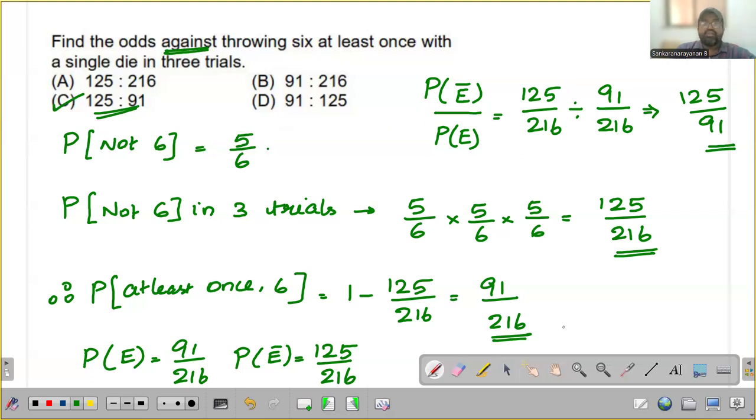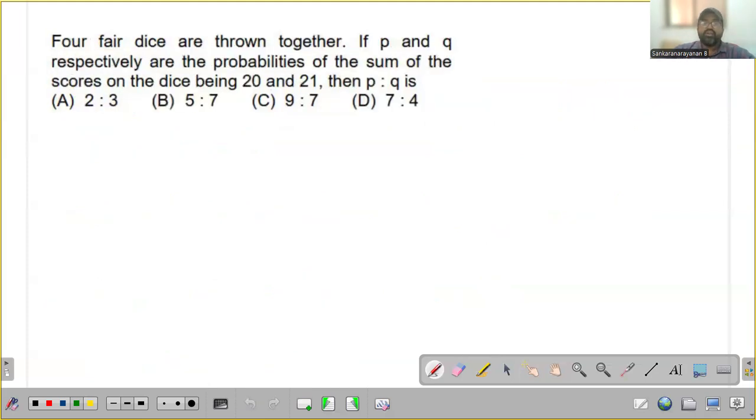Let us now go ahead with the next one, the 9th one. It's given that 4 fair dice are thrown together. Okay, dice, once you throw, 6 outcomes. So you are throwing 4 fair dice. You are throwing them together.